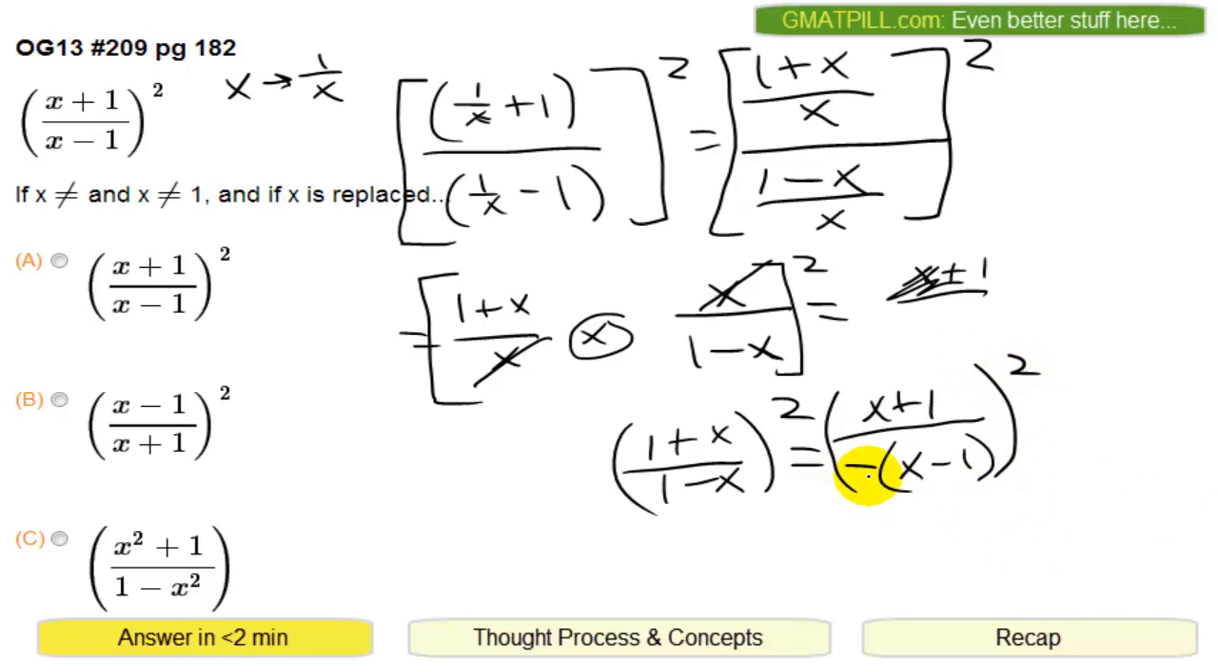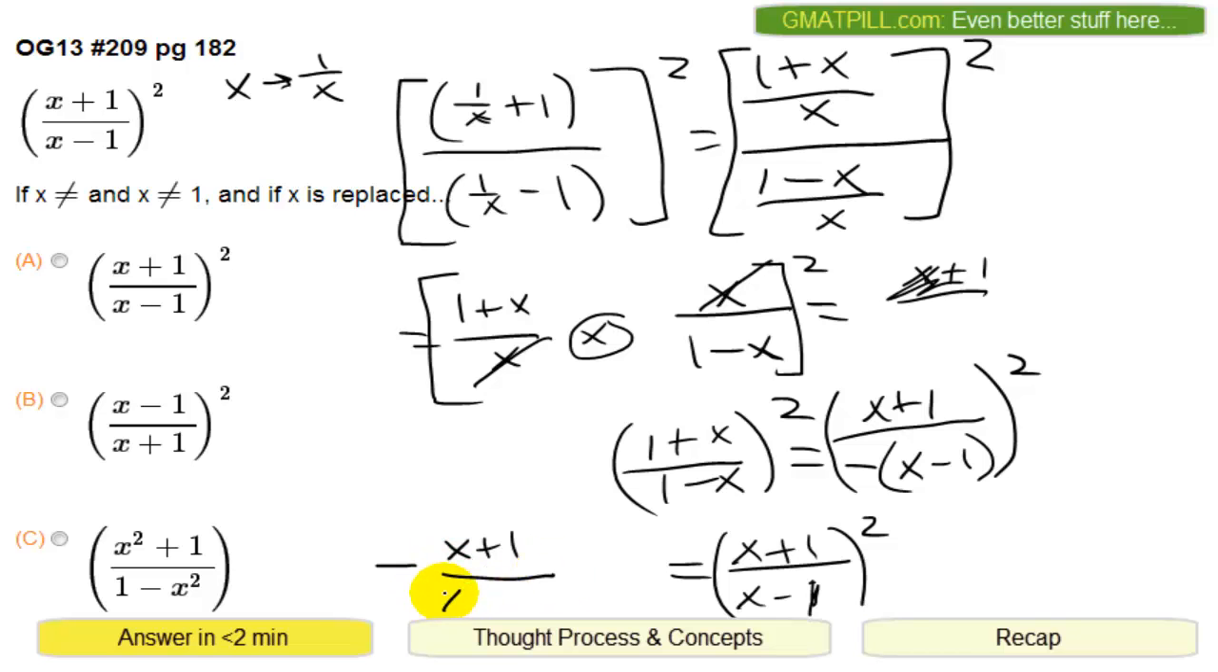Notice this negative sign is effectively for the entire expression. So what happens when you have a negative expression that's squared? It's basically the same expression squared. So this is effectively the same as keeping everything the same except removing the minus. I'll write it out clearer here: x plus 1 divided by x minus 1, this quantity squared, and that's answer choice A.